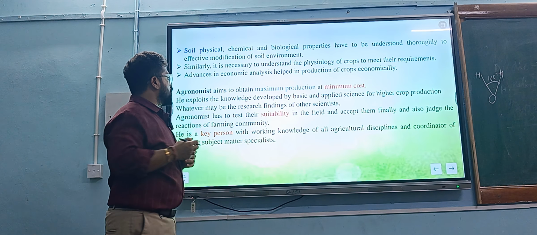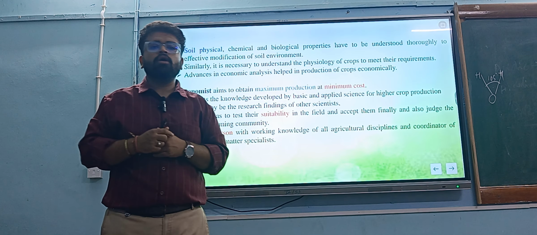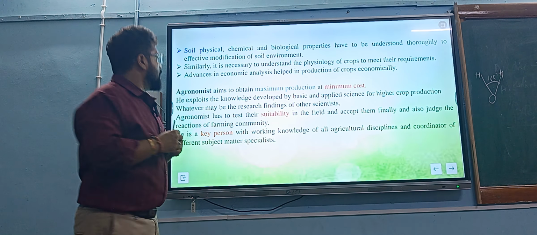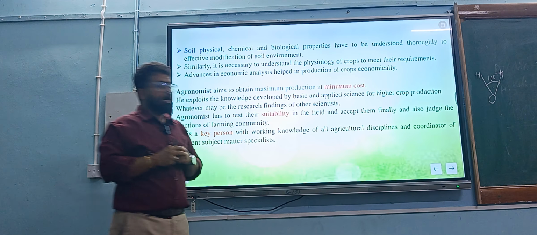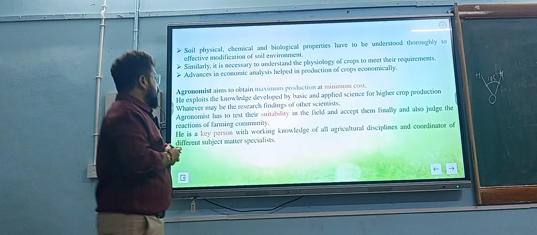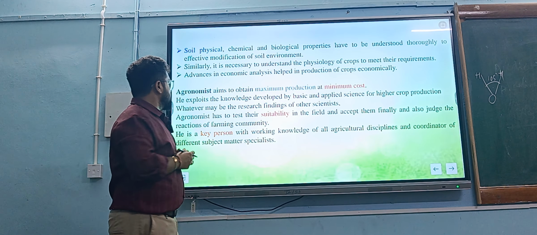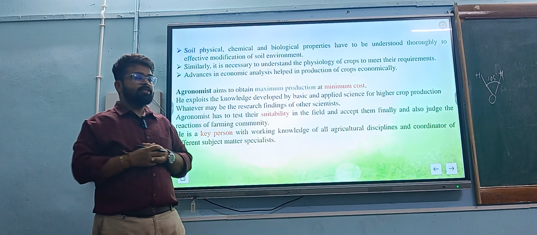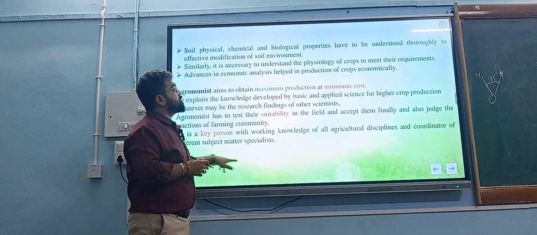What is the role of an agronomist? Aims to obtain maximum production at a minimum cost. The major aim of an agronomist is to get maximum returns with a minimum investment. He explains the knowledge of basic and applied science for higher crop production, whatever may be the research and other scientists too. An agronomist tests the suitability in the field and accepts that finally and also judges the reaction of the farming community. He is a key person with working knowledge in agriculture discipline and coordinator of different subject matter specialists.